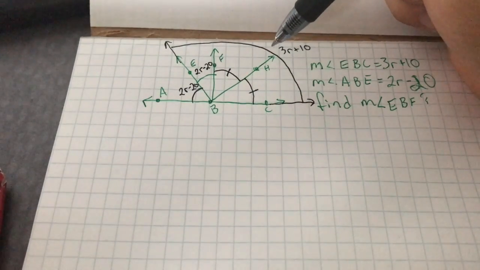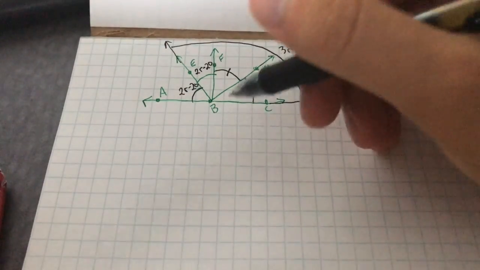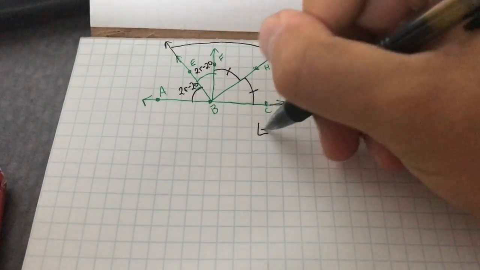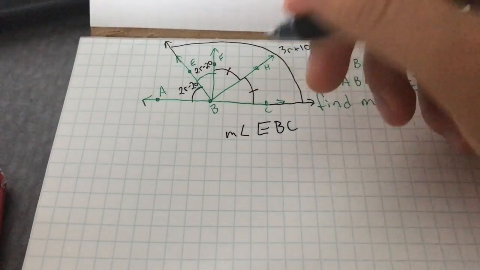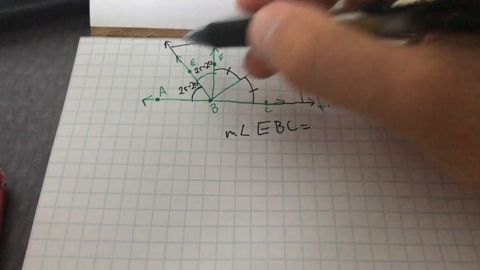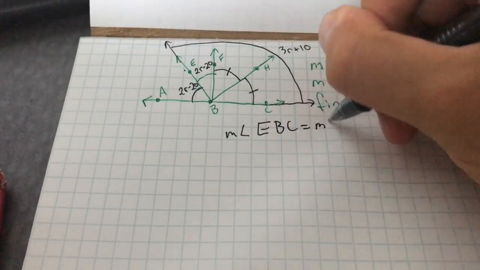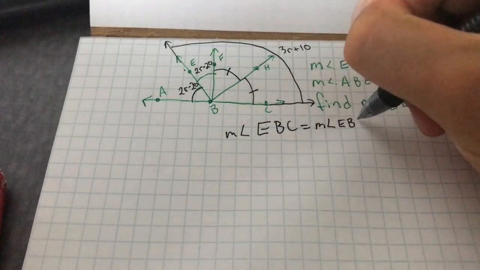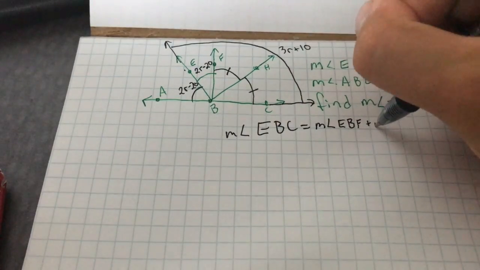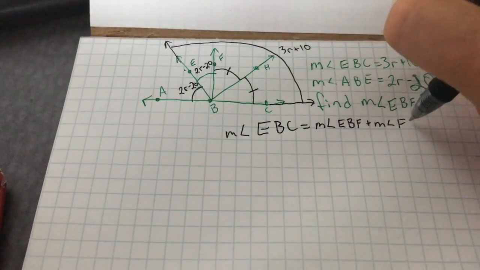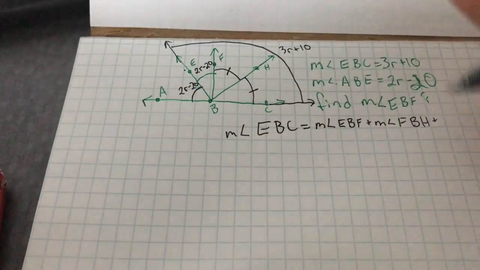Oh dear. So we can see that these two are equal. So we could say that the measure of angle EBC is equal to the things that make it up. So EBF, measure of angle EBF, plus FBH, plus the measure of HBC.